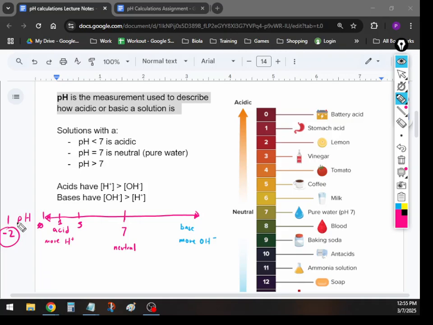Like, what's that acid on sour candy? No, that's not going to be anything close to that. The ones that have negative pHs are like superacids. We're not going to talk about that in this class.